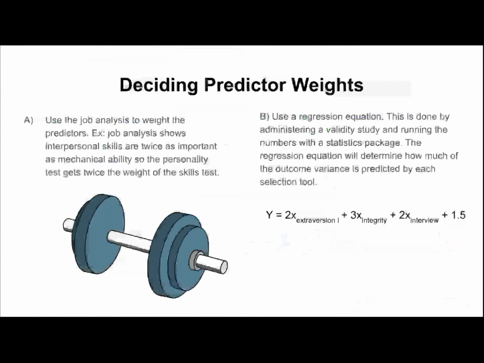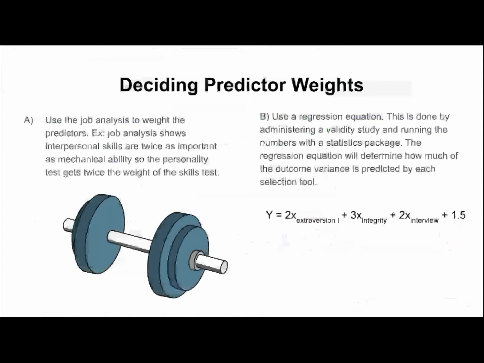Once we've decided which predictors to use, it's important to weight them properly. So sometimes you could use the job analysis to weight your predictors. For example, if the job analysis shows that interpersonal skills are twice as important as mechanical ability, you'll give twice the weight to the personality test than the skills test, right? If it's twice as important to have those personality skills than it is to have the mechanical ability, we'll double the weight of the personality test and keep the ability test regular.